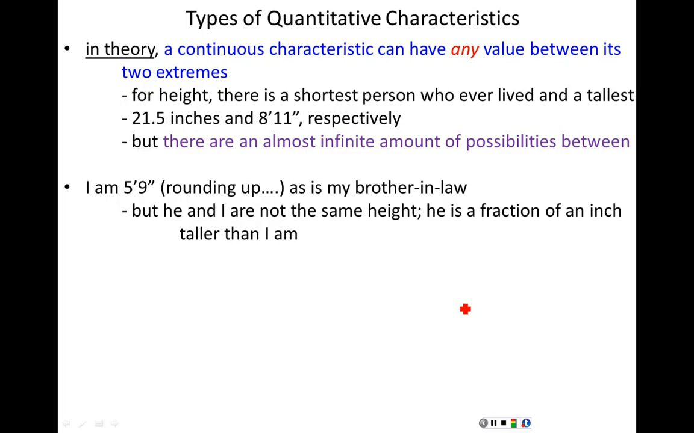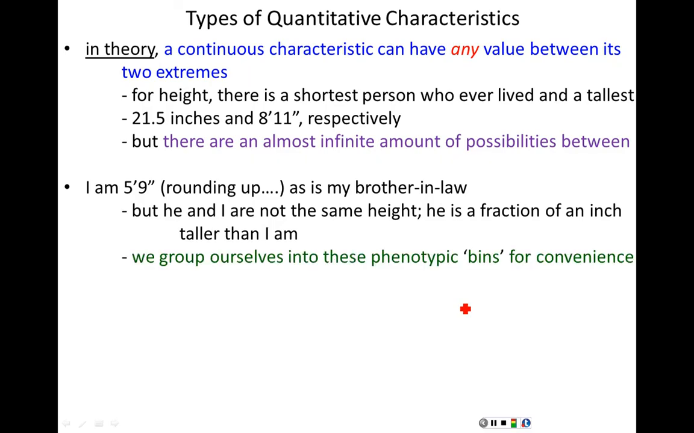However, if he and I stand heel to heel, we're not the same height. He's a fraction of an inch taller than I am. I would guess somewhere in the neighborhood of a 1/4 inch taller. But we each call ourselves 5'9", and we're very, very close to 5'9", both of us. But we're not the same height. We still vary. So even with continuous characteristics, for the sake of dealing with the trait, we have to group ourselves into what we call phenotypic bins, just for convenience. So 5'9" is a phenotypic bin. Anybody who's near that height calls themselves that phenotype, but it's not exactly true.